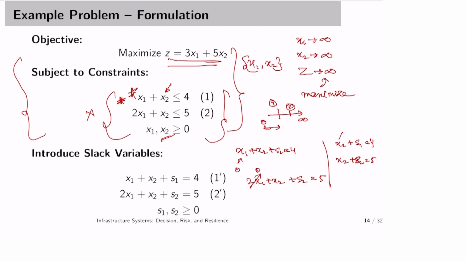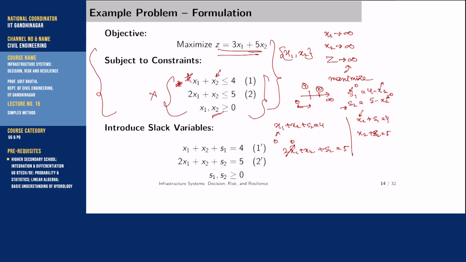If I start increasing x2, my s1 is 4 minus x2 and s2 is equal to 5 minus x2. If I increase x2, it will only take me 4 units to reduce S1 to 0, and it will take me 5 units to reduce S2 to 0. So S1 would be ready to leave the basic variable space first, then S2.